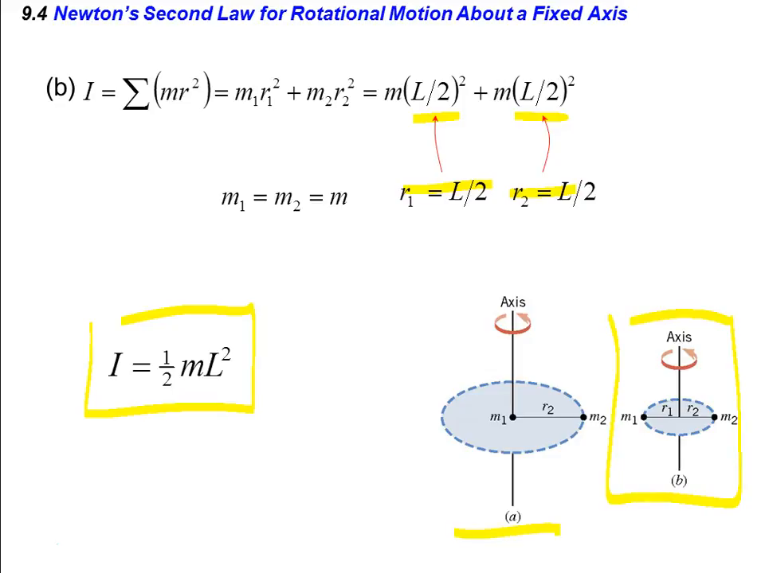And what that tells us is that part B, having the axis of rotation in the middle, it is easier to rotate this object when we rotate it about its middle, whereas it's harder to rotate the object when the axis of rotation is fixed at one end. This situation here in A is more resistant to change in rotation because it has twice as much moment of inertia.